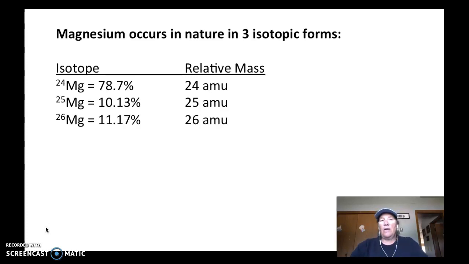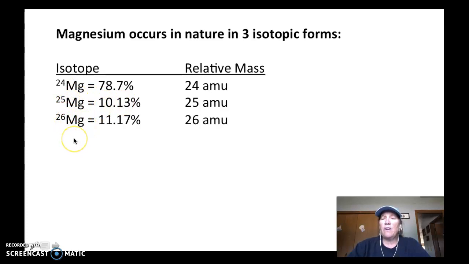Okay, so here we have an example. We have magnesium 24, that's its mass, and magnesium 25 and magnesium 26. So these are the three isotopes for magnesium. Most of it, 78.7%, is magnesium 24, but we also have magnesium 25 and magnesium 26.